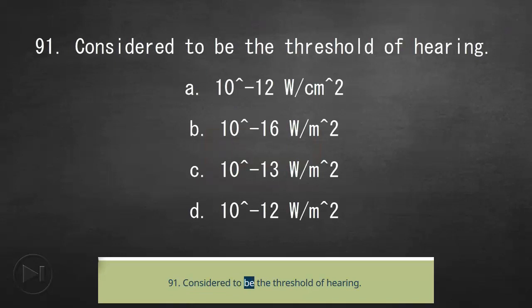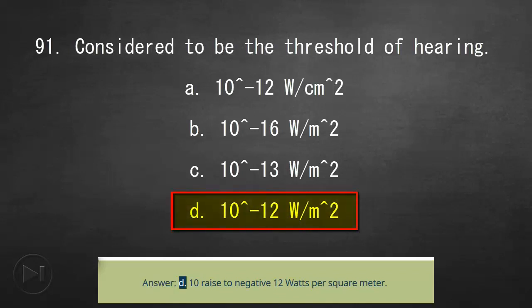91. Considered to be the threshold of hearing. A. 10 raised to negative 12 watts per square centimeter. B. 10 raised to negative 16 watts per square meter. C. 10 raised to negative 13 watts per square meter. D. 10 raised to negative 12 watts per square meter. Answer, D. 10 raised to negative 12 watts per square meter.